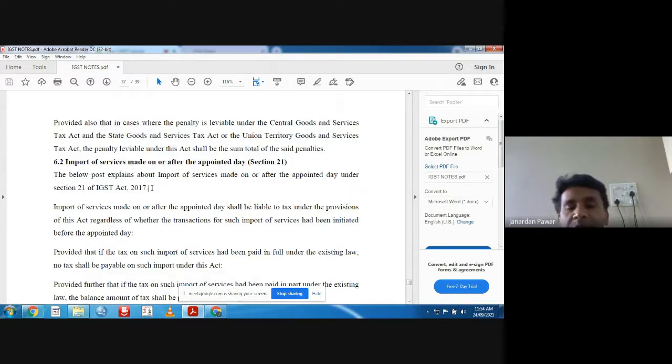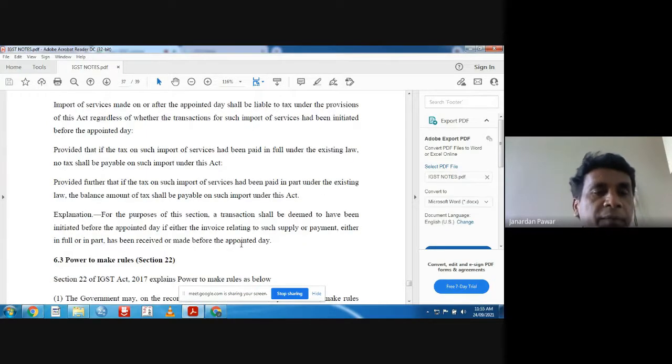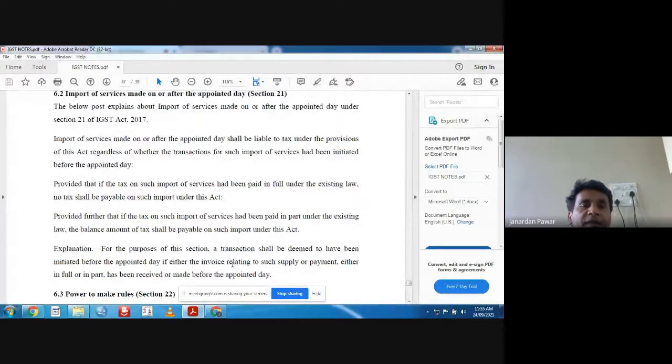If imports of services are made by the registered person or registered dealer or registered authority on or after that particular date, that is called the appointed day, then certain provisions are made by the authority under section 21. So which provisions are made? Those provisions we are going to see one by one. So as far as provisions are concerned, let's look at what they have made. Import of services made.